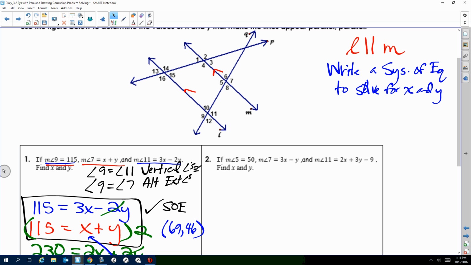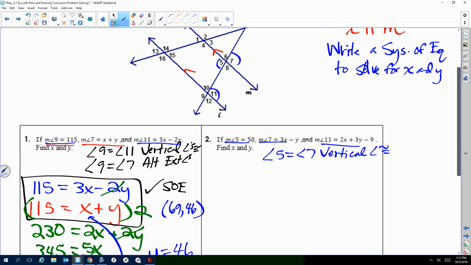What angles are they telling us to focus on in number 2? 5, 7, and 11. So let's look at that. Here's 5, here's 7, here's 11. Okay, what's the relationship between those? 5 and 7 are vertical, so angle 5 equals angle 7 because they're vertical. And 7 and 11 are corresponding. You're right. 7 and 11 are corresponding. So I can use 7 is equal to 11 using corresponding angles are congruent because the lines are parallel.